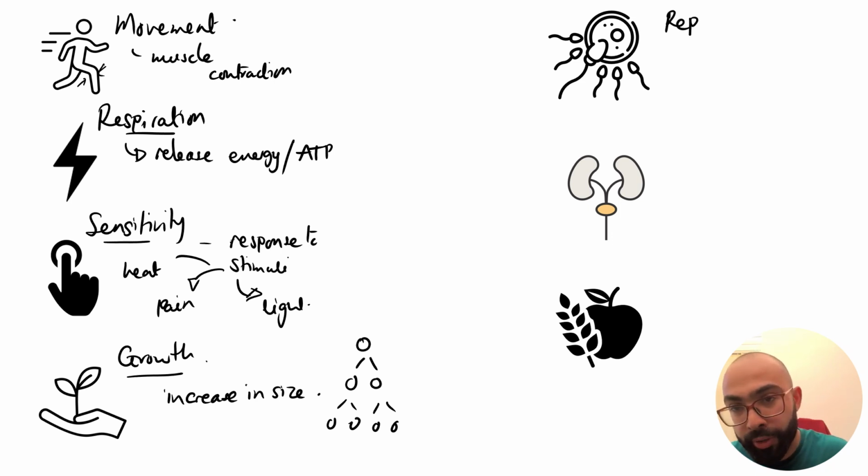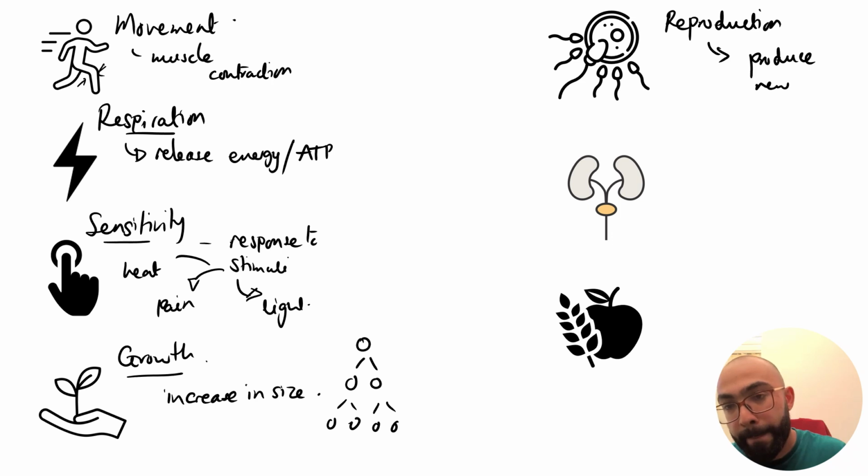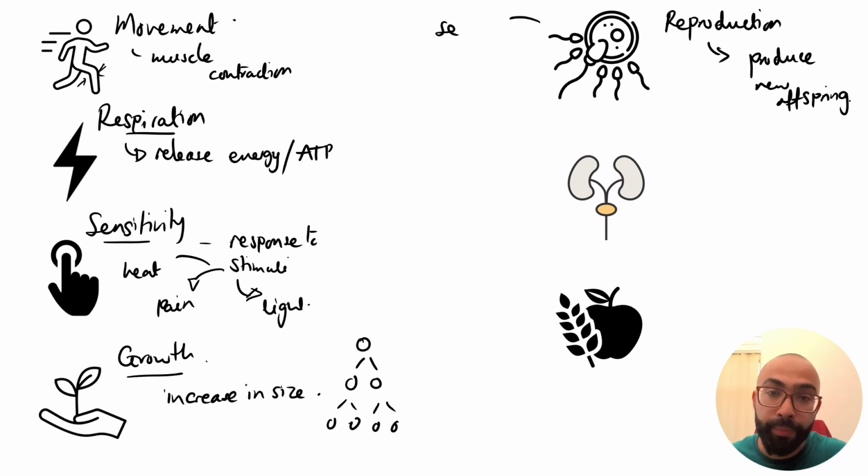R is referring to reproduction. Now, reproduction, put simply, is producing new offspring. And it could be sexual, as you can see here with the sperm cell fusing with the egg cell, undergoing this event of fertilization. It could be sexual, or it could be asexual. So two types of reproduction.